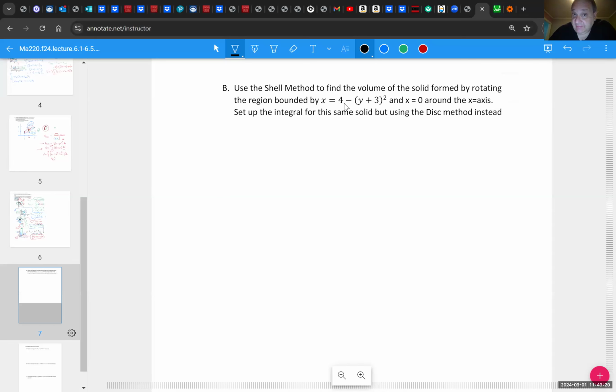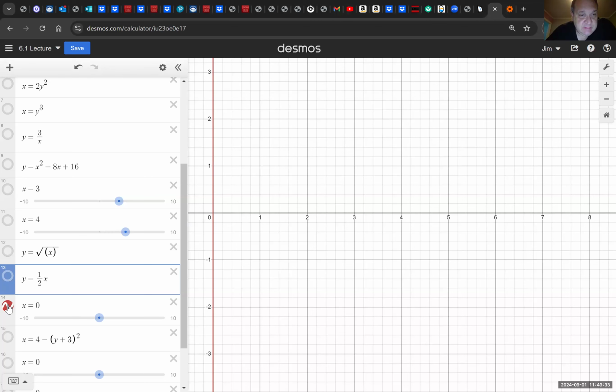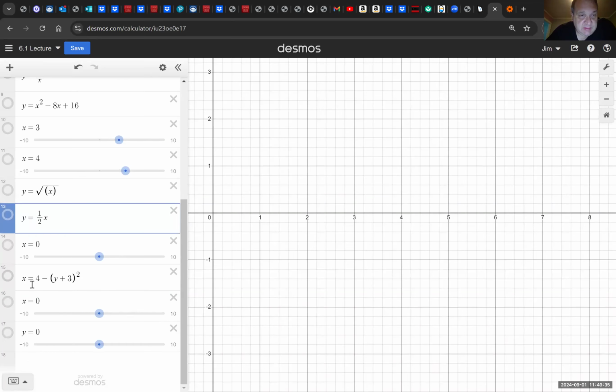So I need to graph these equations. This is 4 minus this thing right here. I think I've typed that in already. Move me over there again. Turn all of you off. Here's the 4 minus this thing and the x equals 0.